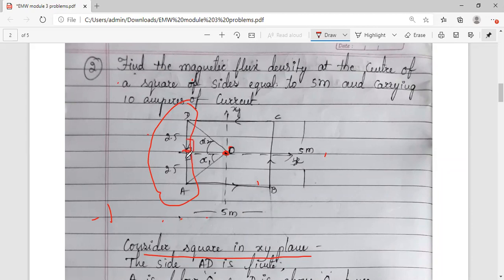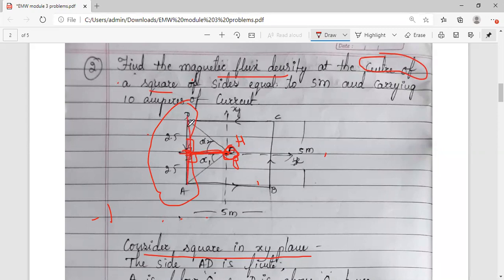And this is 90 degrees. This is also 90 degrees. Now, your reference, where you need to find this flux density, B or H, is at the center of the square. So you need to find H here at the origin. This is your point P. At this point, you need to find it. So your reference axis is this.